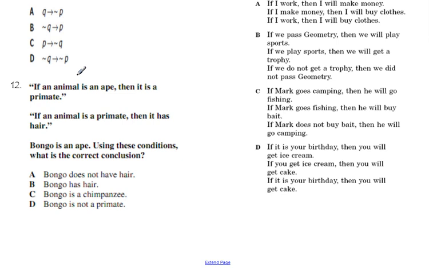Okay, number 12. We have if an animal is an ape, P, then it is a primate, Q. If an animal is a primate, that's Q, it has hair. Well, we've not talked about having hair before. We've only talked about being an ape and being a primate. So we identify having hair as a new letter, R. So if Bongo is an ape, what is the correct conclusion? Well, that's PQQR.